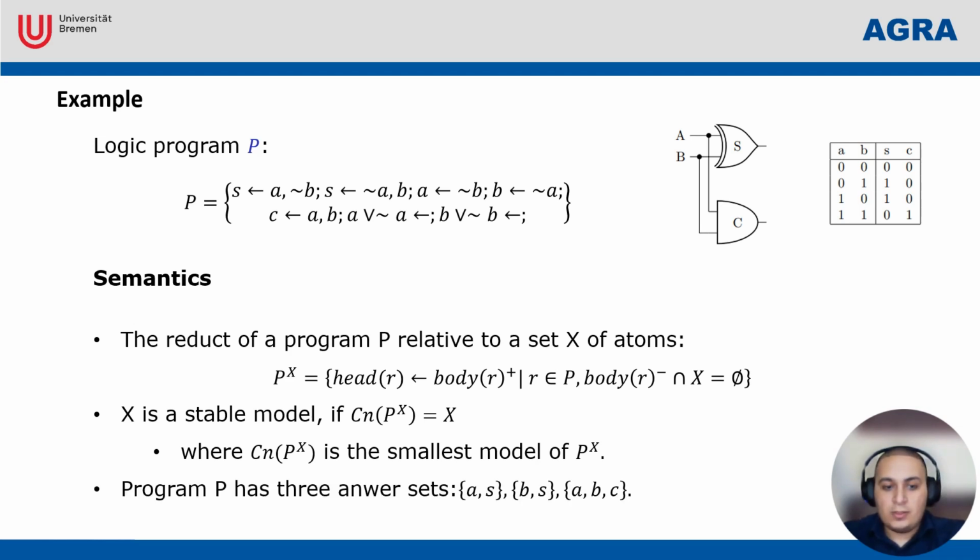So for instance, the following program contains only three answer sets: A S, B S, A, B, and C, which correspond to the ones in the truth table.